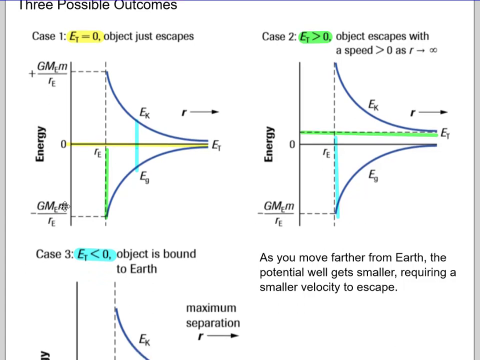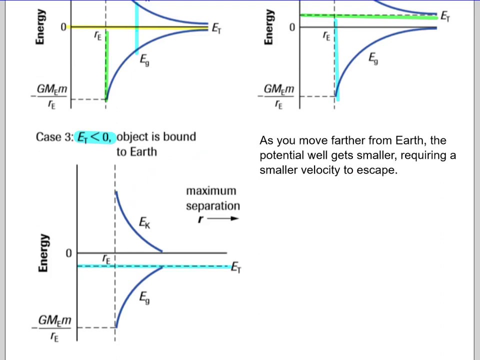Now the third case, and this is the one we're presently talking about when we talk about bound objects, is what if your total energy is less than 0? So this is an object bound to Earth, and you can see, I'll draw some lines on here. If I take my kinetic energy right here and I drag it down right there, that positive amount of kinetic energy, and I could probably even throw a number on that if that helps illustrate it. Let's say this is plus 100, making this up.